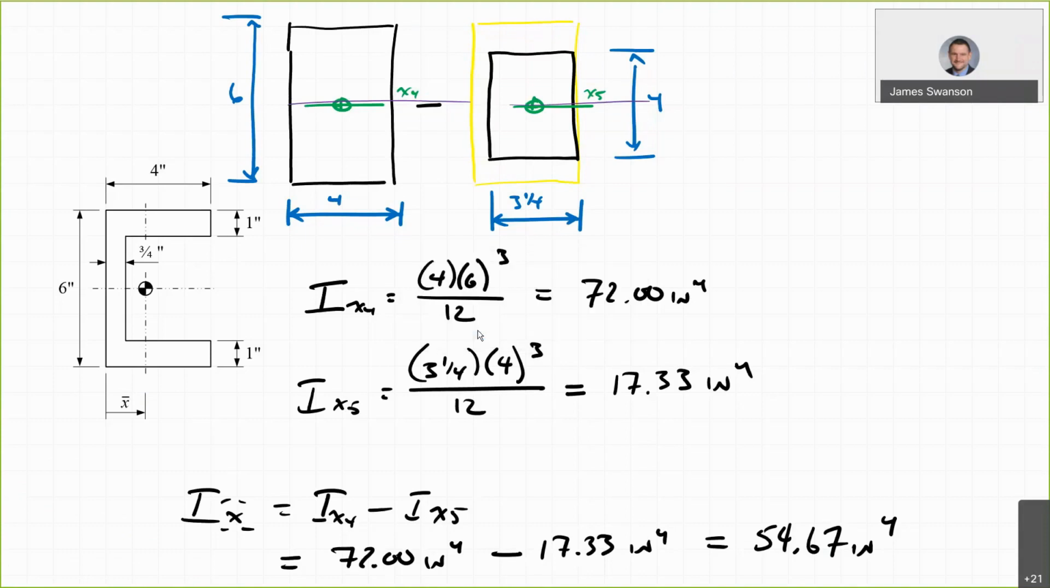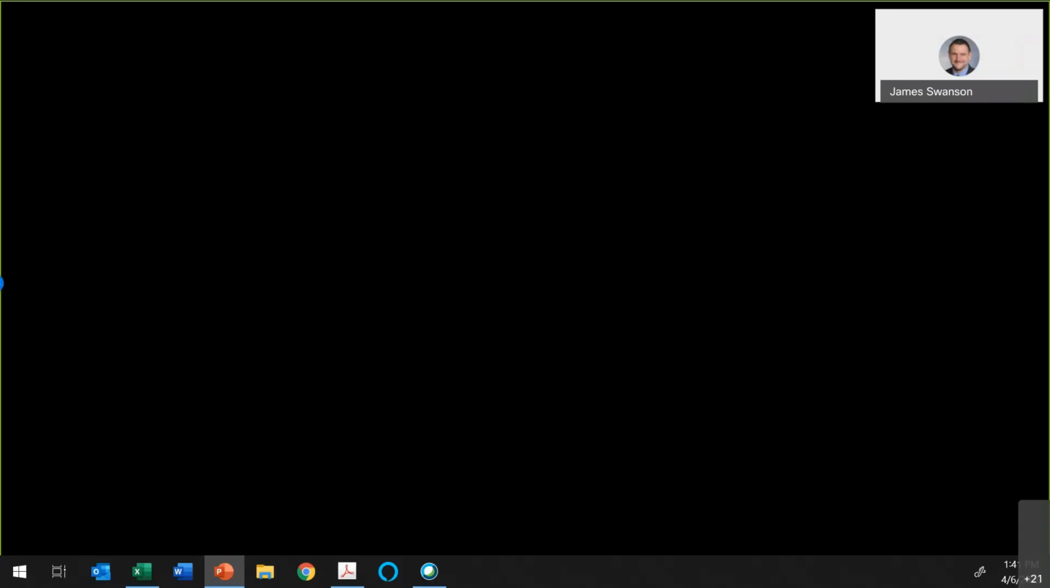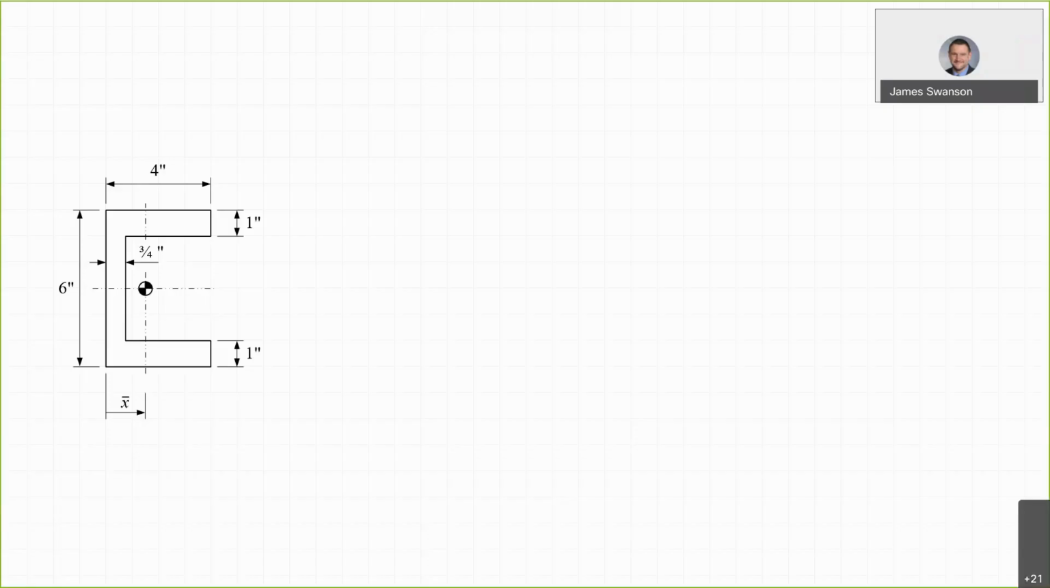Yeah, let's keep those, at least for now. And there we go. I need another page to work on. So there we go. All right, now we have another moment of inertia here that I want to calculate. And that's the moment of inertia of the y-axis. So let me go in and do this.